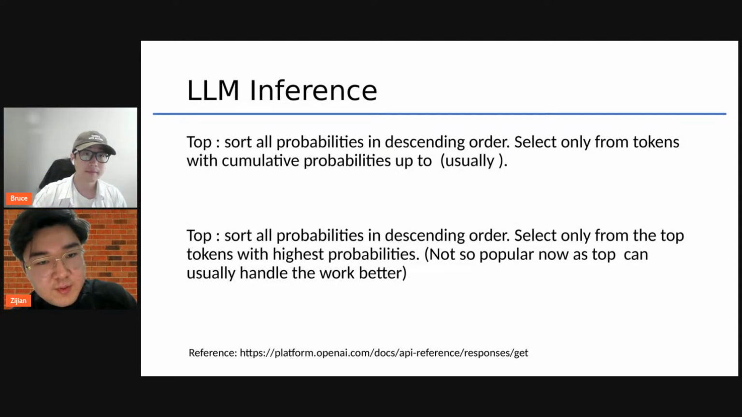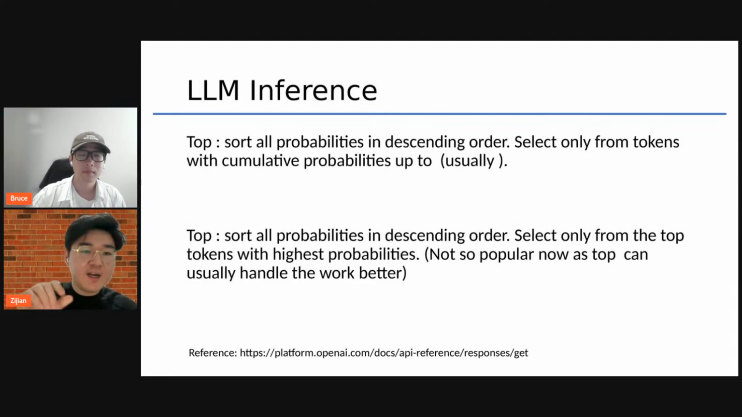So for top P, we sort all the probabilities in descending order and only select tokens with the highest cumulative probabilities. For top K, we sort all probabilities in descending order and only select the top K tokens with the highest probability.